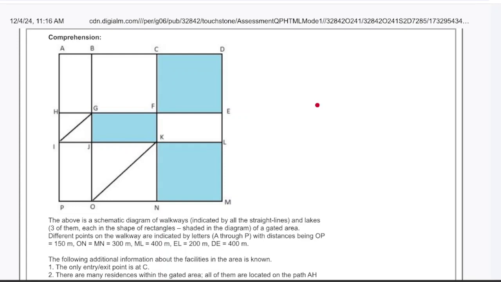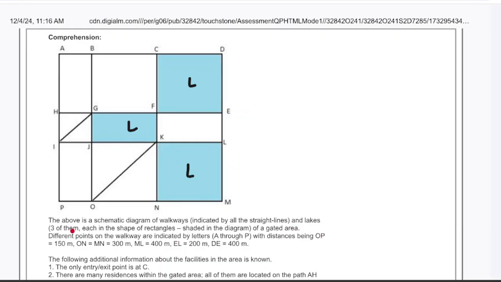And lakes, three of them, each in the shape of a rectangle, shaded in the diagram. So these three parts are the lakes of a gated area. Different points on the walkway are indicated by letters A through P, which we can clearly see: A, B, C, D, and so on.